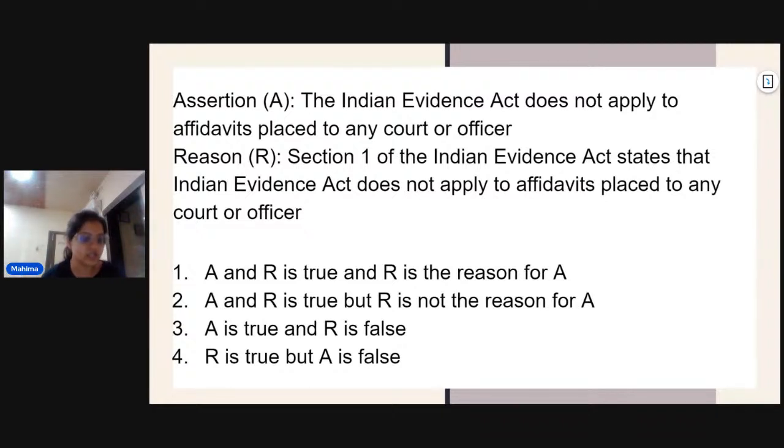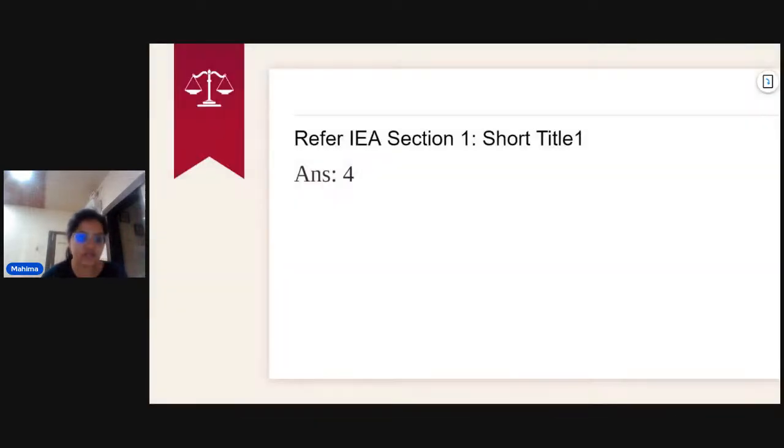Okay, the correct answer is option number 1 here. All of you are correct. And it is given under section 1. Yes, the mentioned answer is wrong. The correct answer is option number 1. Okay, everyone is right here.